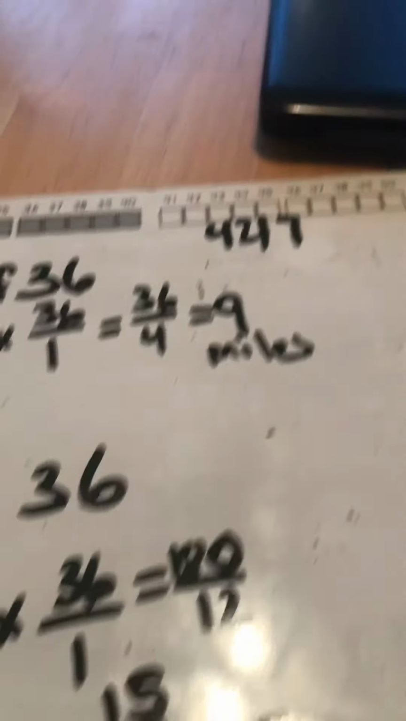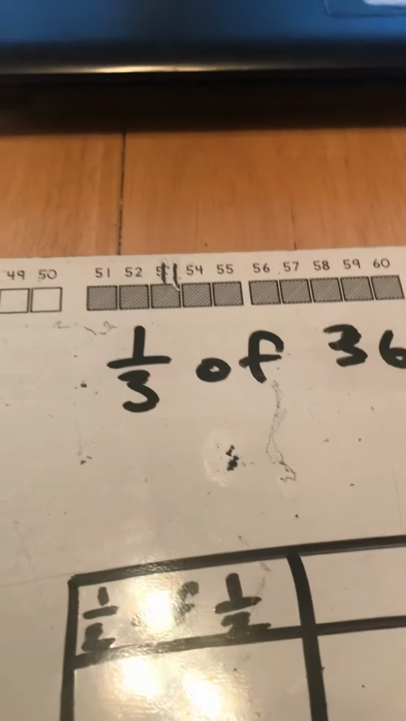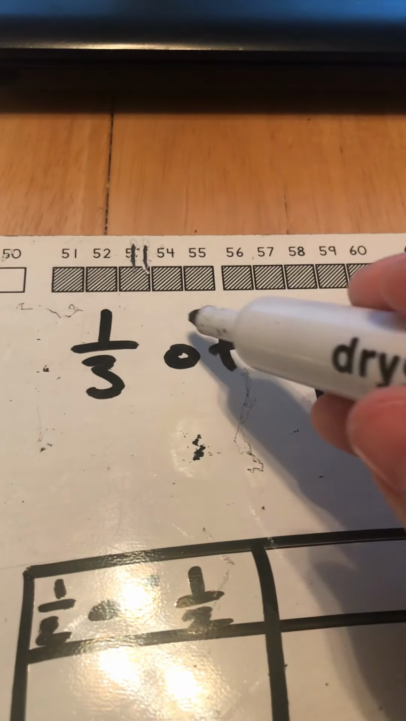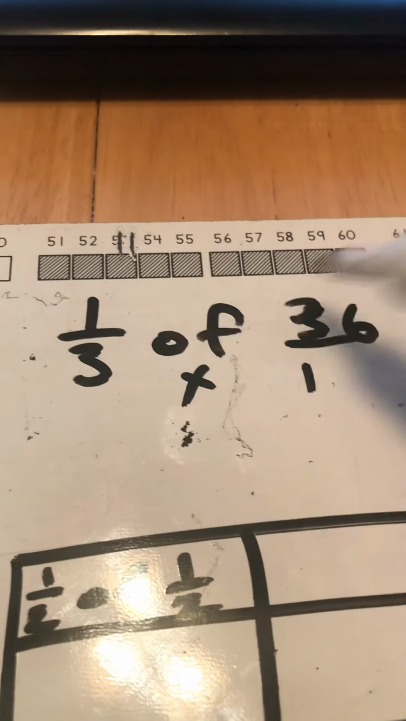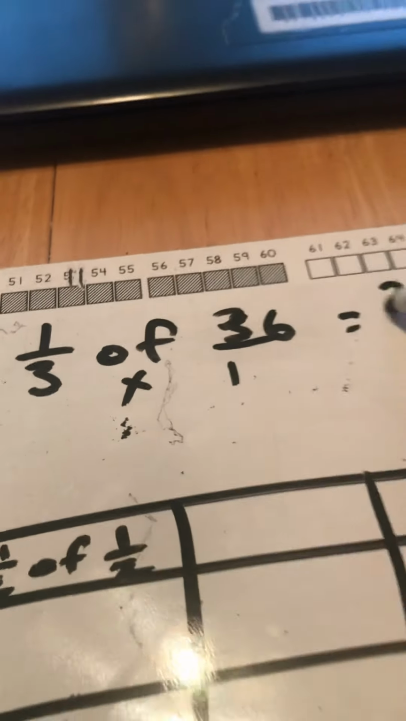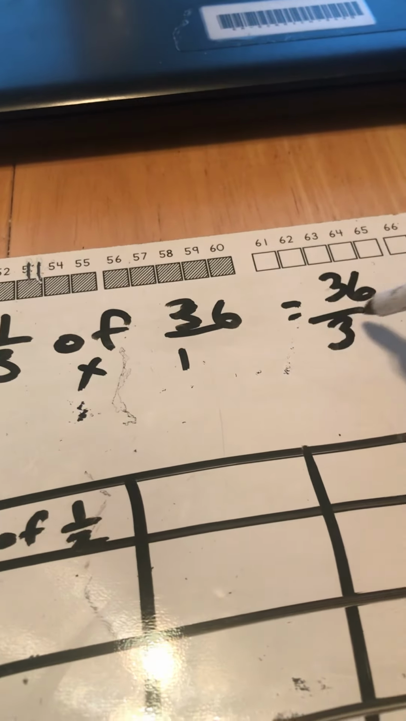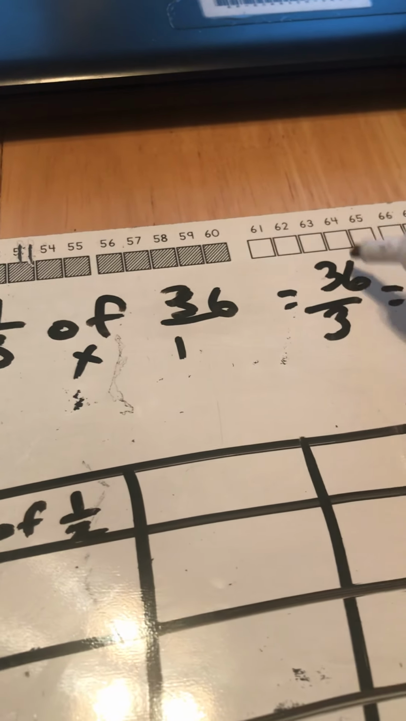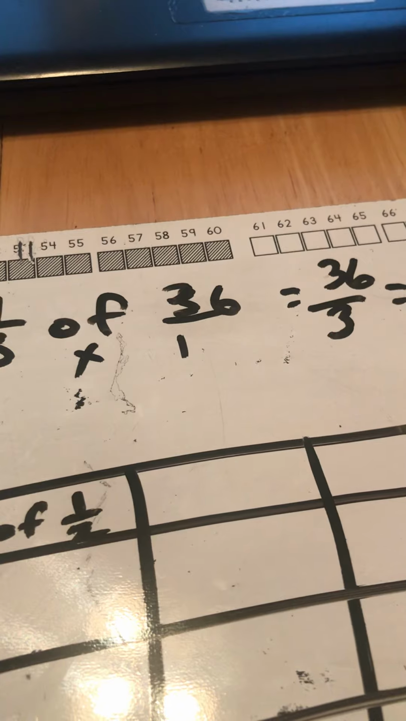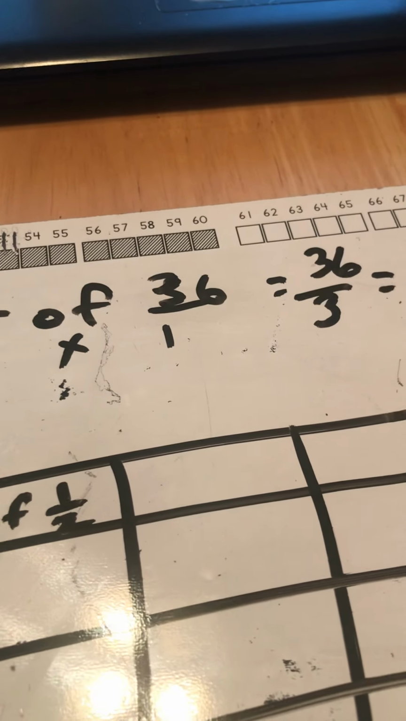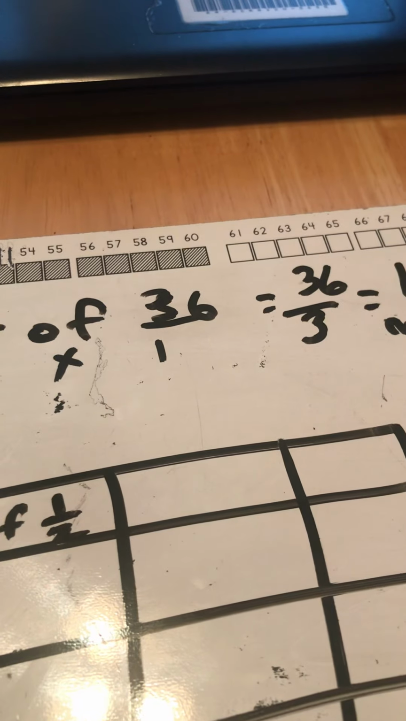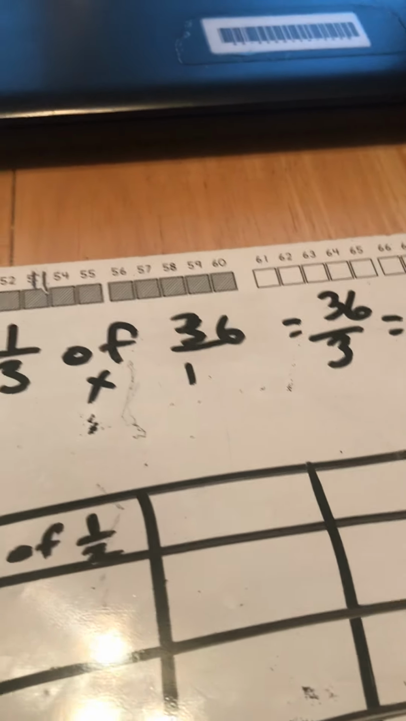Good job. When we come over here, we have 1/3 of 36 for Sunday. So again, we're going to put 36 over 1. We'll change that to a multiplication sign. We get 36 over 3. Correct. And 3 goes into 3 one time, and 3 goes into 6 2 times. So I'm getting 12 miles. Let me know if you have any questions about this.